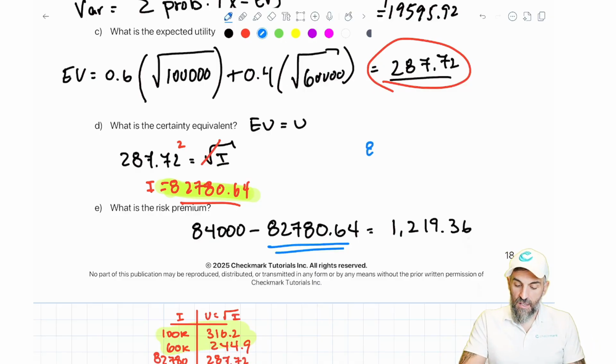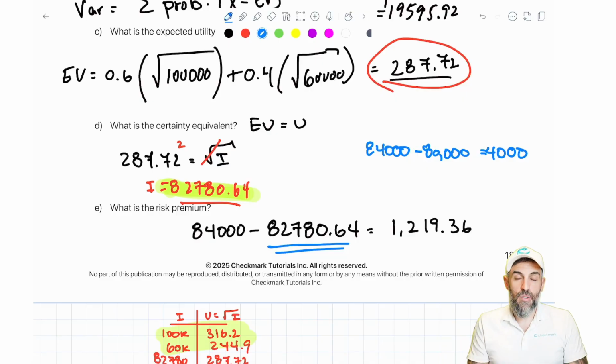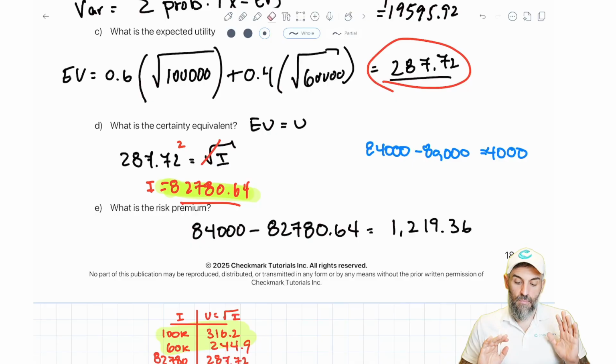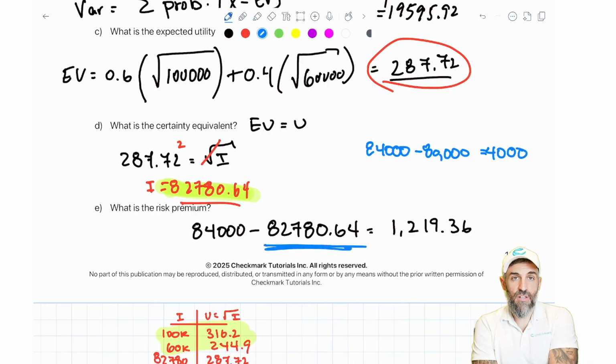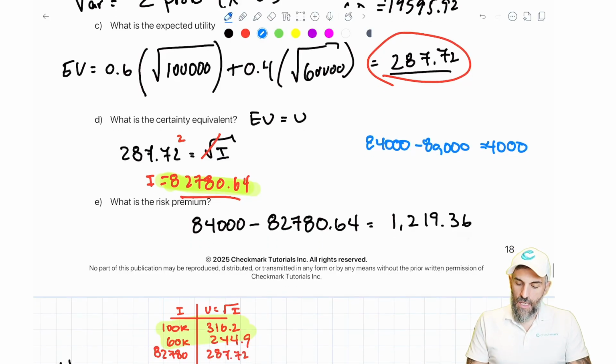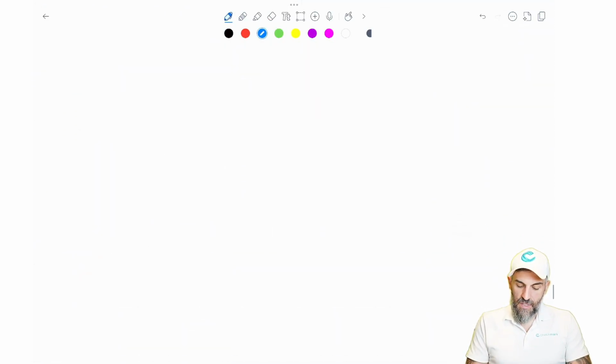So if I were to take the expected value of the gamble minus their current salary, that's 4,000. This is more than the risk premium. This is more than they're willing to pay to not take the risk. And so in that case, they would take the risk. And that's why I said earlier, if their boss came in and said, okay, I'll just give you a raise of 3,000, now they would say, okay, now I'm going to stay, because at anything above 82,780, they would be more satisfied staying at the job. So that's the end of that.